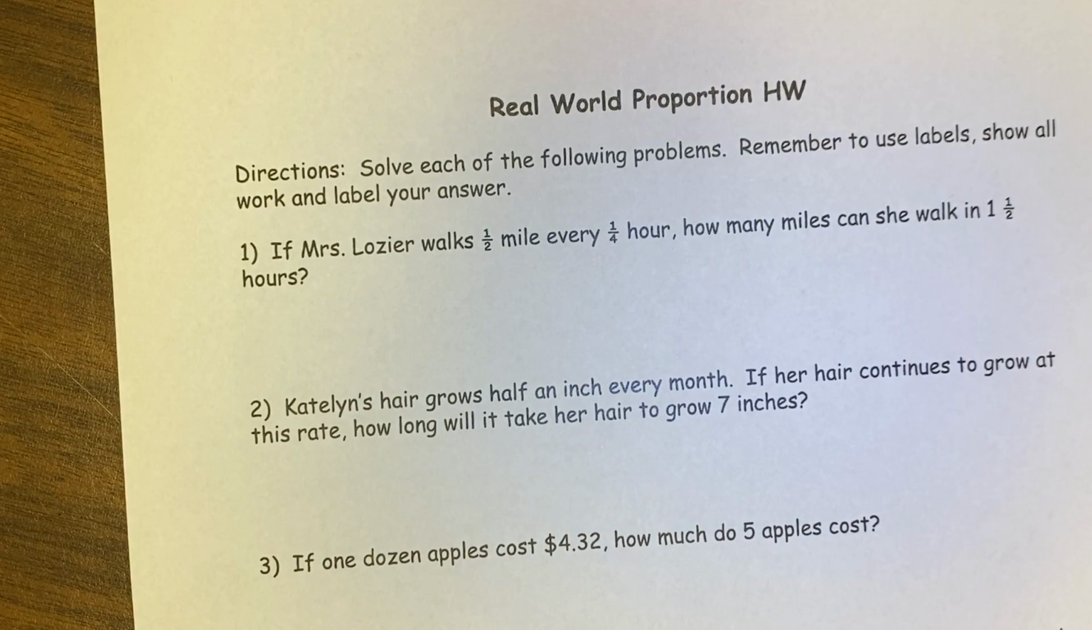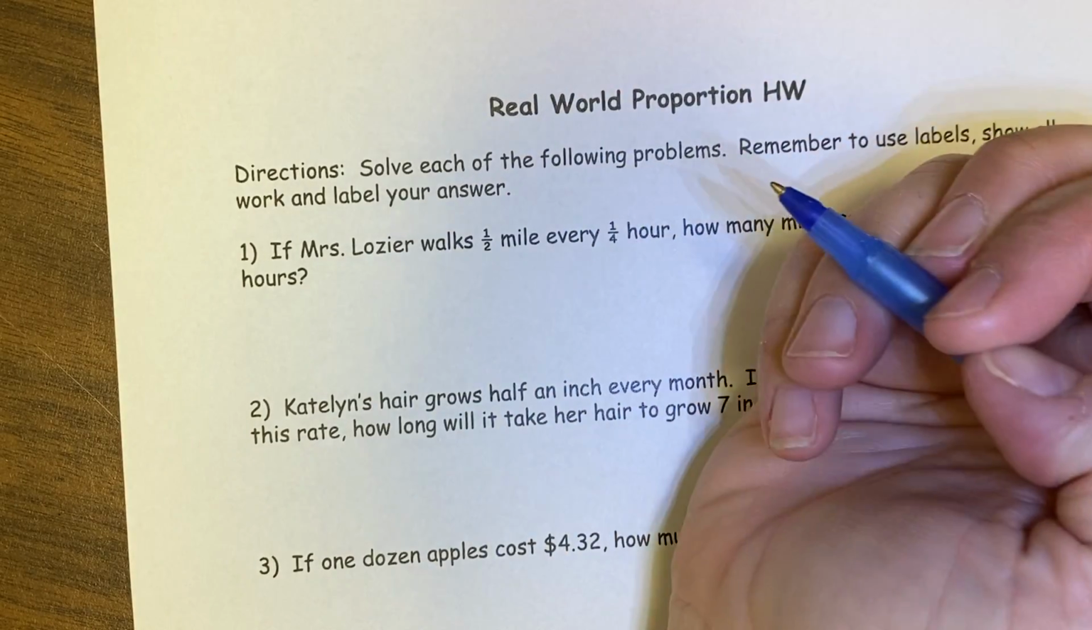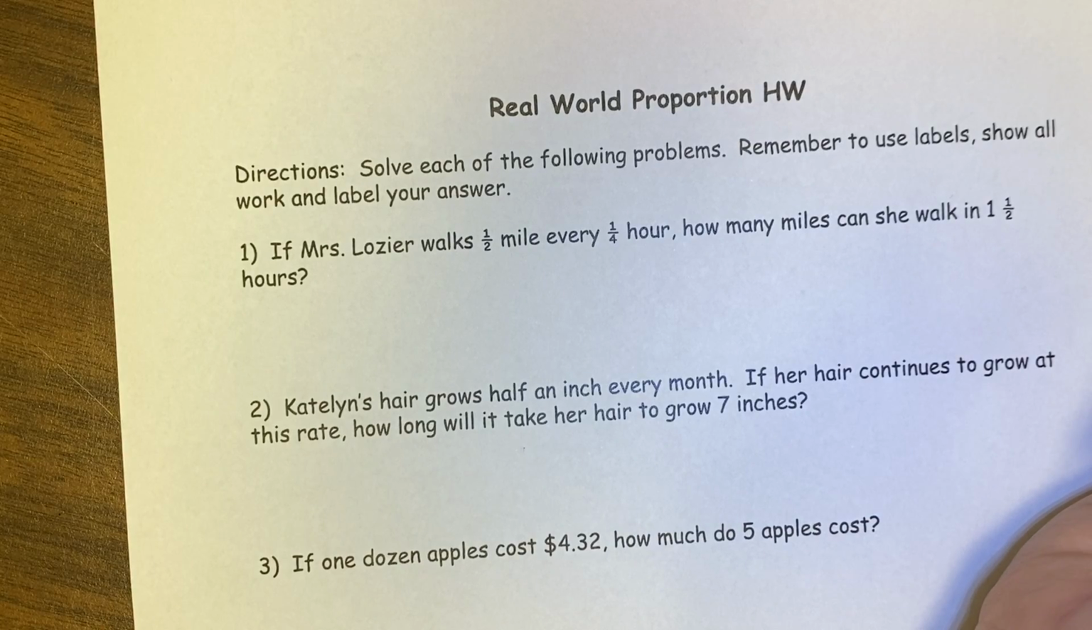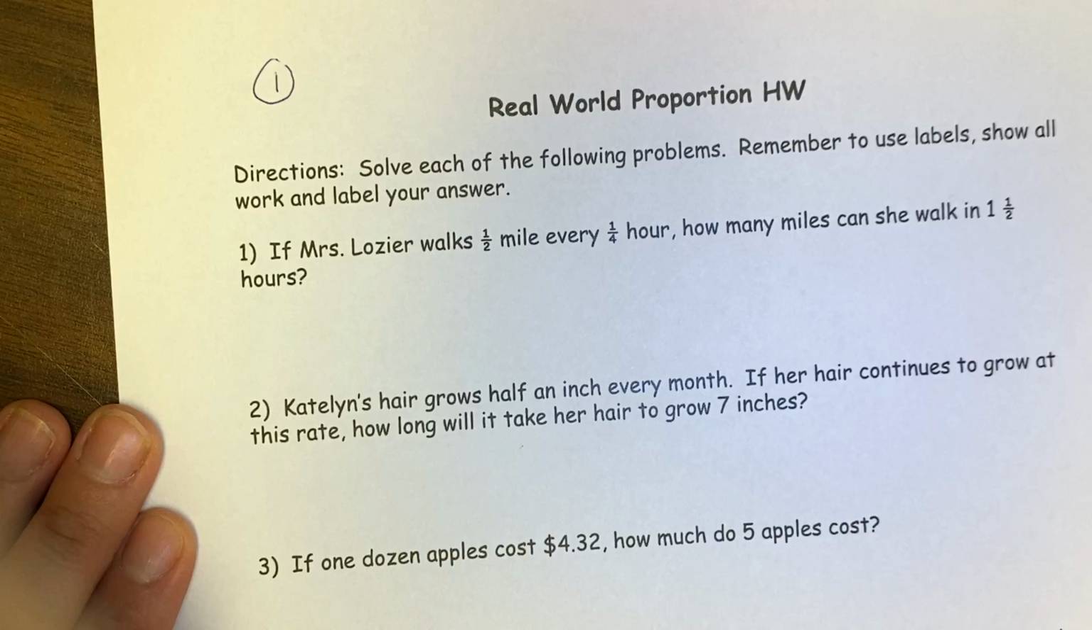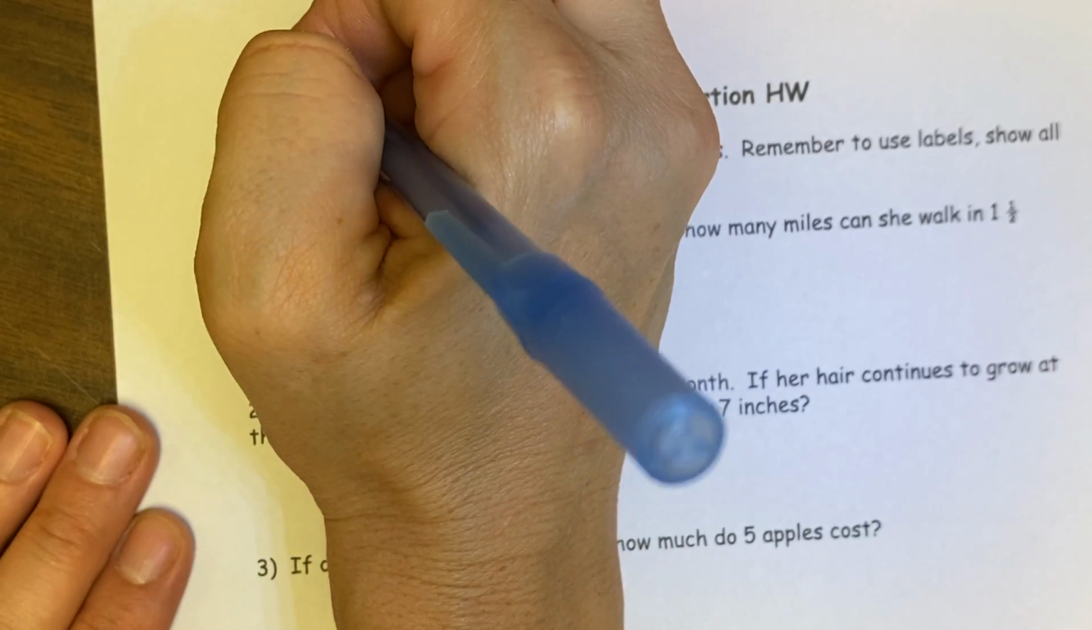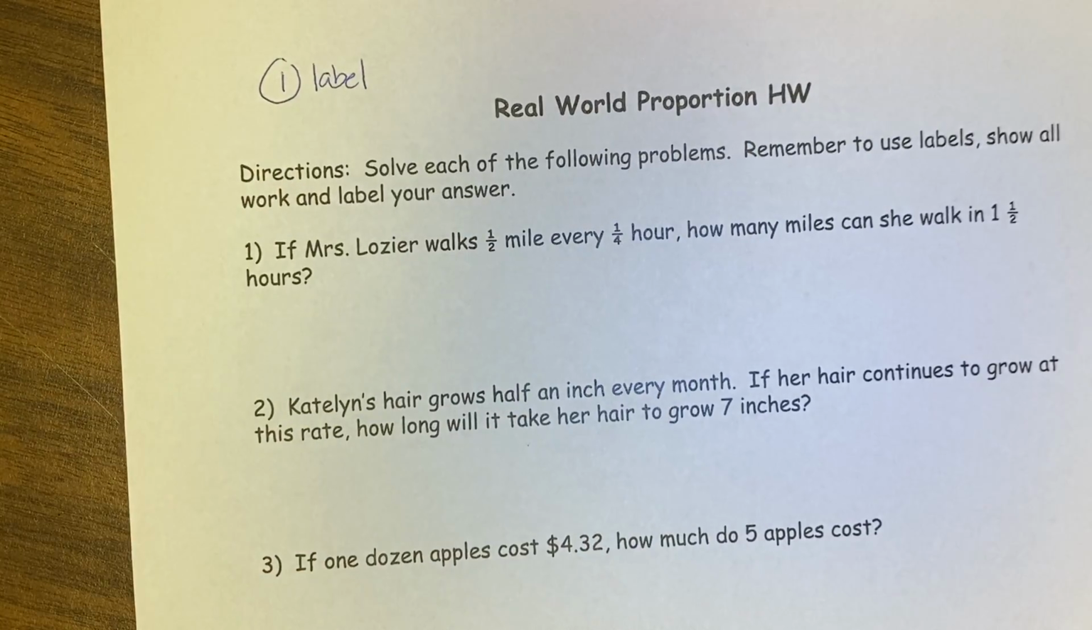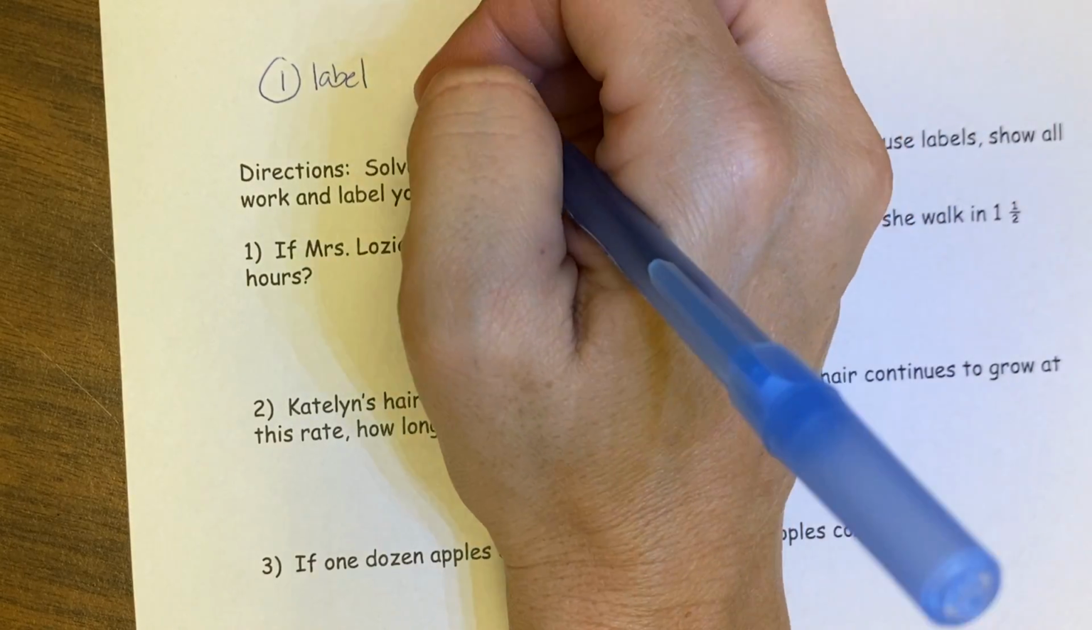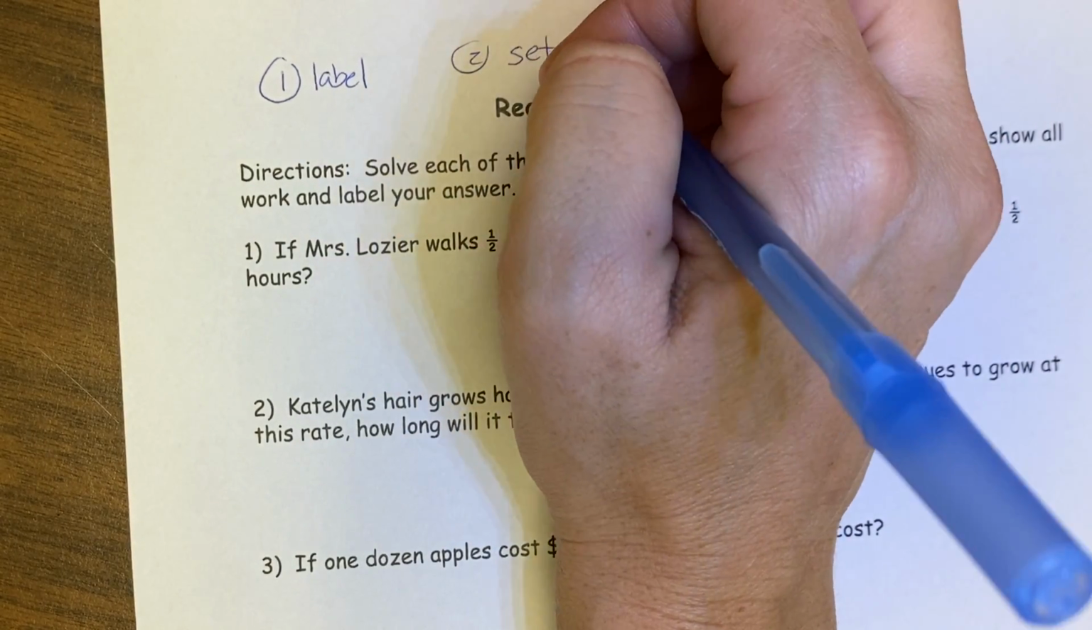Okay. So, number one, if Mrs. Lozier walks a half a mile every quarter hour, how many miles can she walk in 1.5 hours? So, I always say, if you want to put above your Jamboard, step one is to figure out the label. What two things are you comparing? Okay? Miles to hours. And then the second part is setting up the proportion.